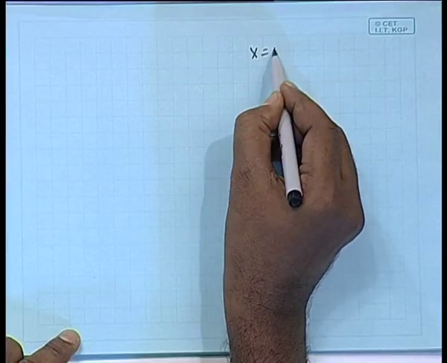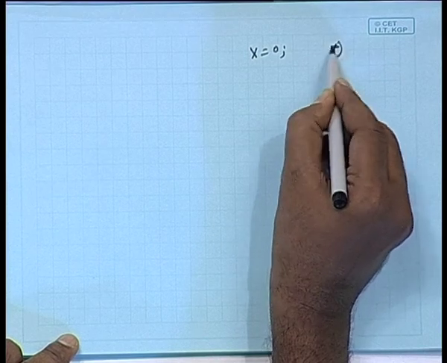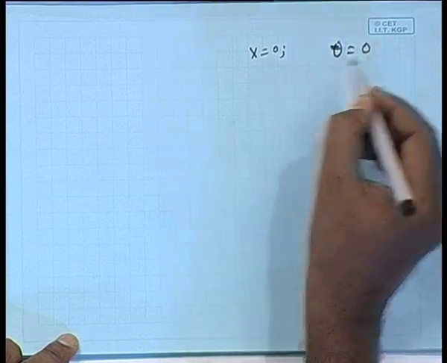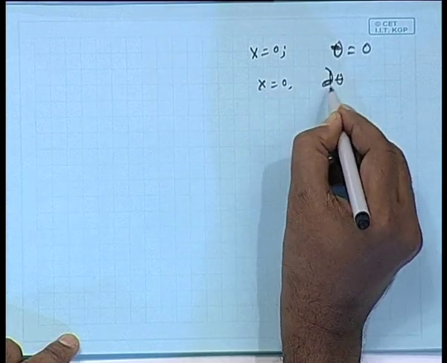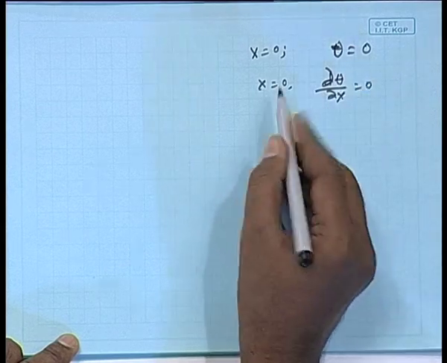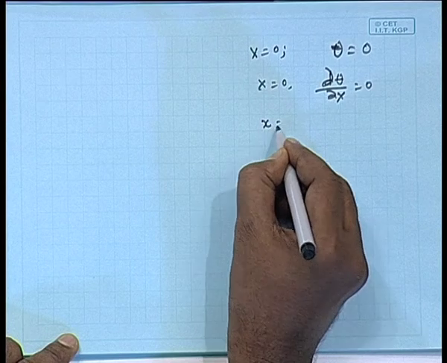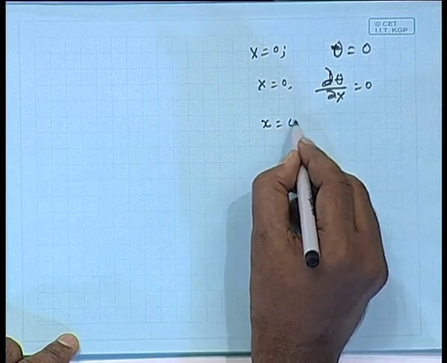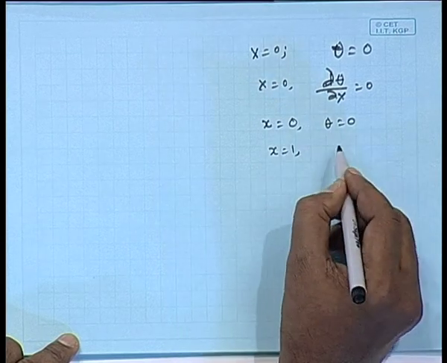Now, again one more trick that you should remember, that in all the cases at x equal to 0 we have started with a Dirichlet boundary condition, theta is equal to 0. For the case of Neumann boundary condition we had del theta del x is equal to 0, and for the case of mixed boundary condition you had a Dirichlet boundary condition at x equal to 0 and at x equal to 1 you had a mixed boundary condition.